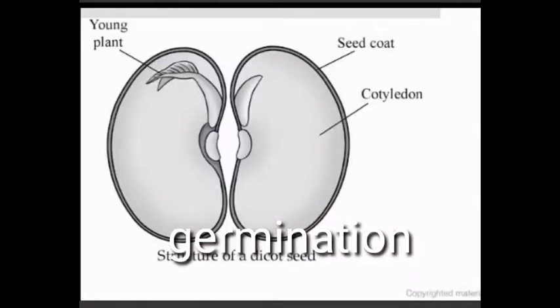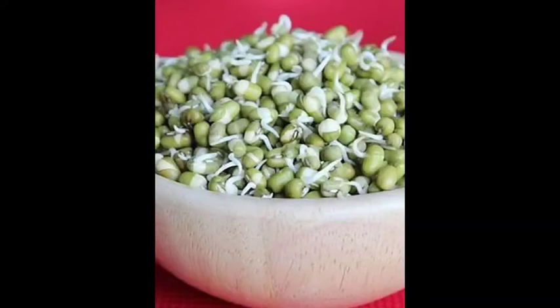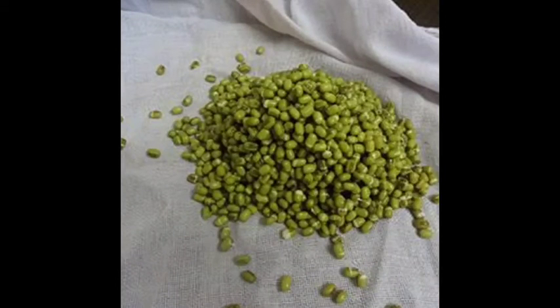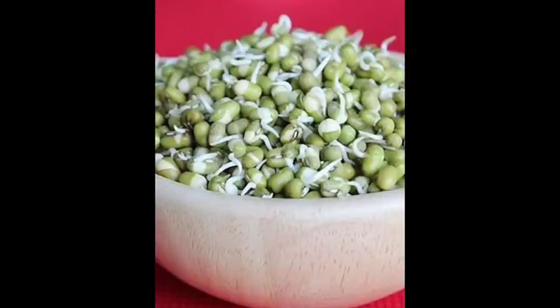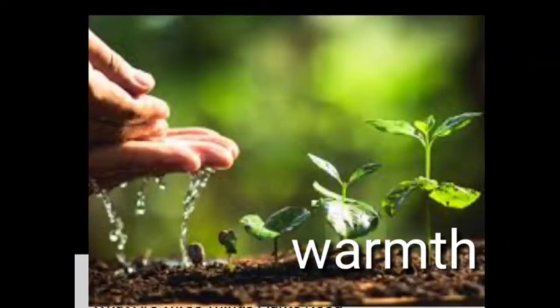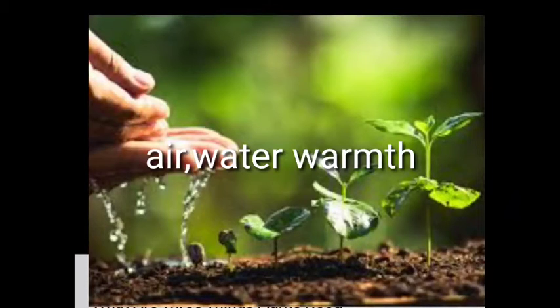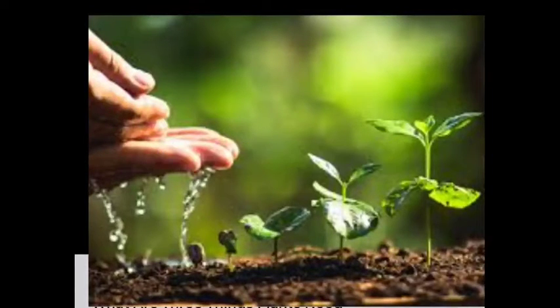Let's start with seed germination. When you talk about germination of the seed, when a seed gets water, air and warmth, automatically it starts to sprout. You will find a new plant growing. Now this growing of the new plant is called sprouting or it is called germination. For a seed to germinate, it requires air, warmth and water. Once a seed gets air, water and warmth, you will find that it starts sprouting and a new baby plant is growing.